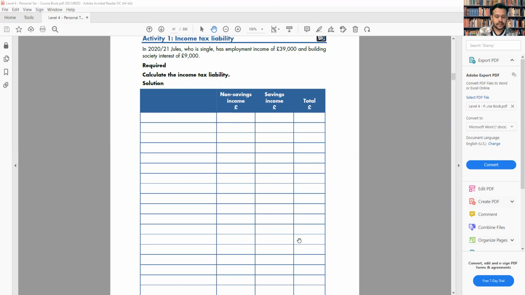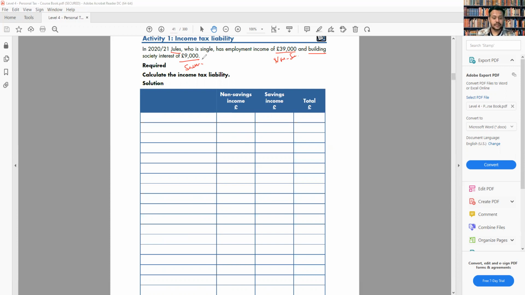So the first thing we need to know is the differentiation of the income, how many types of income we have. So let's have a look. Julie, who is single, has employment income of £39,000. So employment income is a non-savings income, we know that. And building society interest is £9,000, that is savings. So 39,000 is non-savings and building society interest is savings. So you already categorized these two incomes.